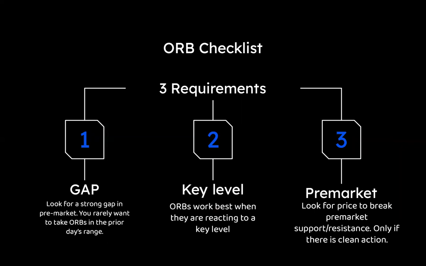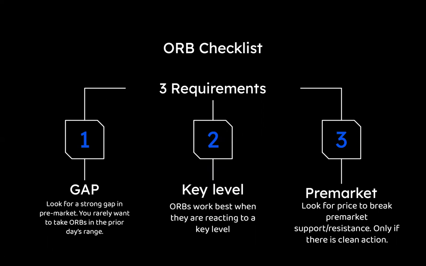So it's not as simple as just when it goes above this line, buy calls. When it goes below this line, buy puts. No, you want to look at your context clues and where you are within the chart. So these are 3 requirements. So number 1, look for a strong gap in the pre-market. So what has news? What has volatility? What's got volume?